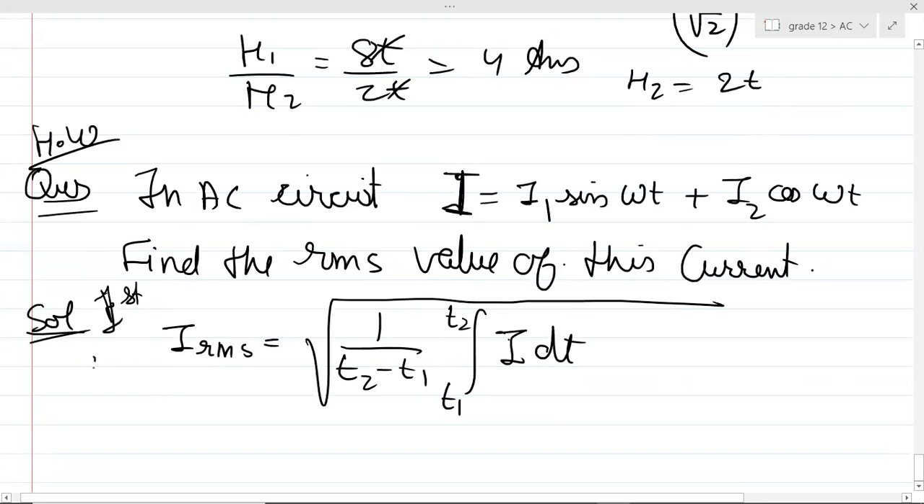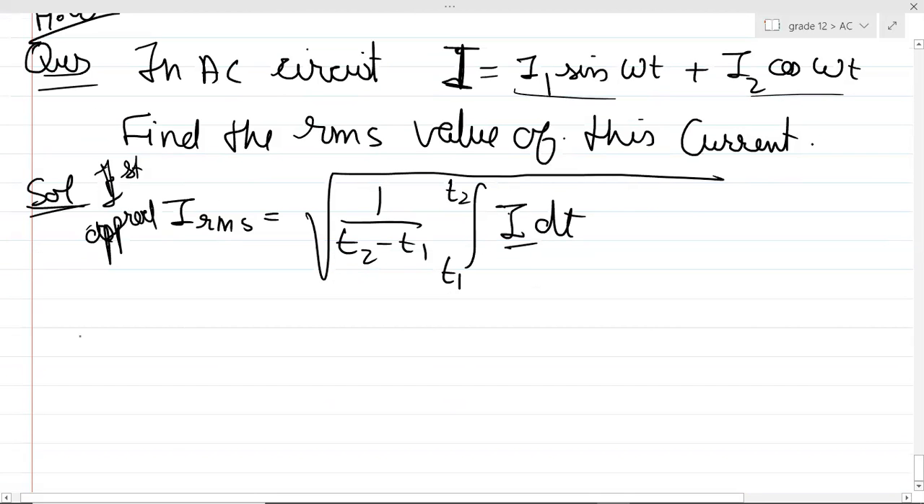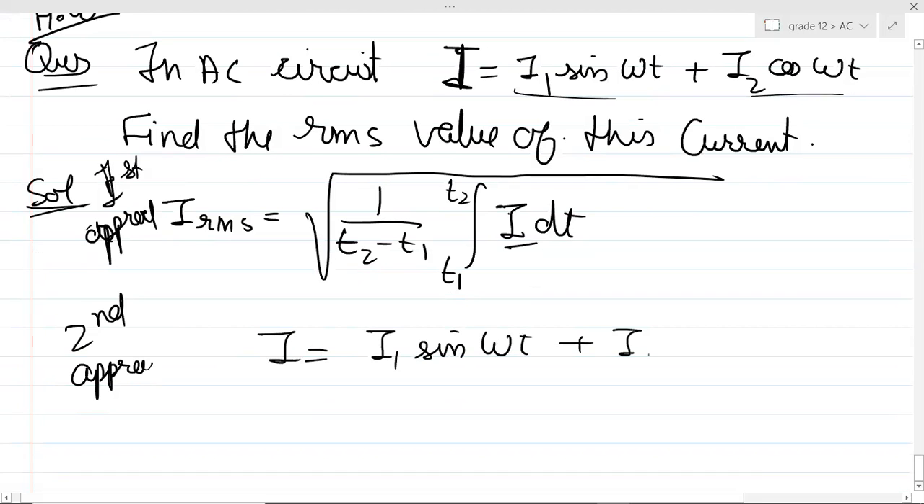You can directly just put the value of this I over here and you'll get the answer, right? I'll leave the integration to you people. The second approach is the one I am more interested in. I equals I1 sine omega t plus I2 cos omega t.